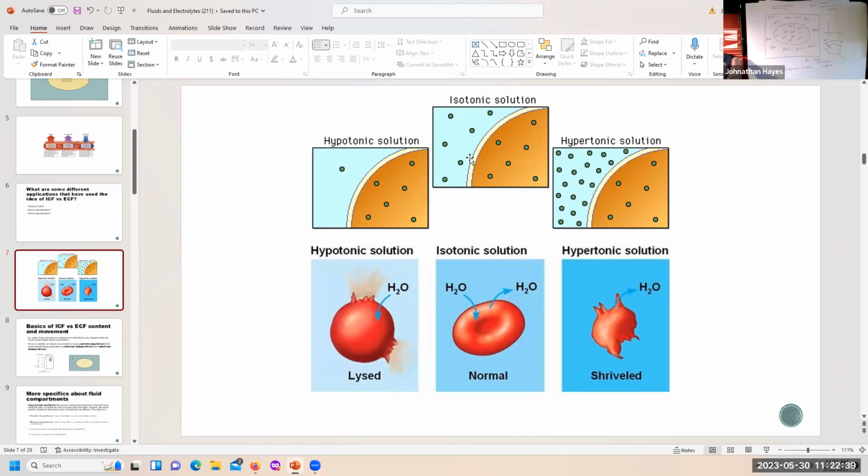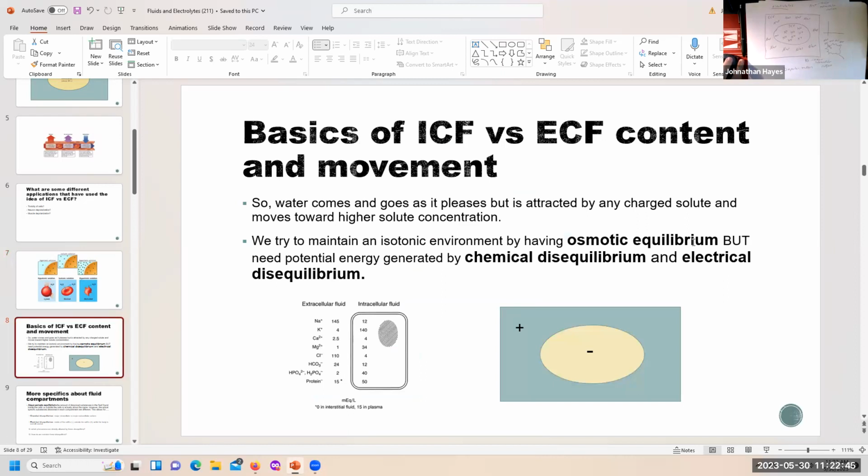But this is what we're trying to maintain all the time: isotonic solutions. So in order to do that, we have to maintain what's called osmotic equilibrium, right? And so the hypothalamus is going to set what that's supposed to be, and then your kidneys are going to be the ones in charge of making it happen, right? So it's all part of homeostasis, just like everything is. Everything is geared toward homeostasis.